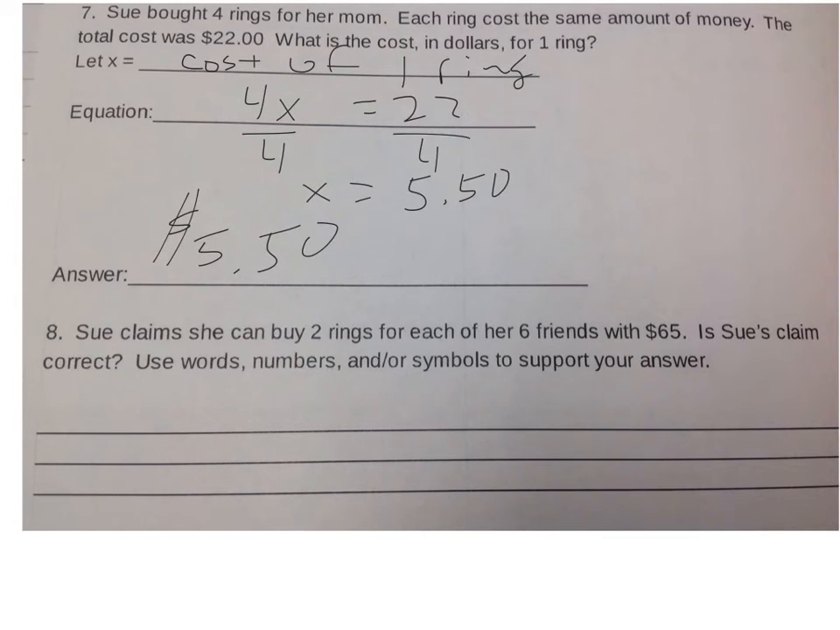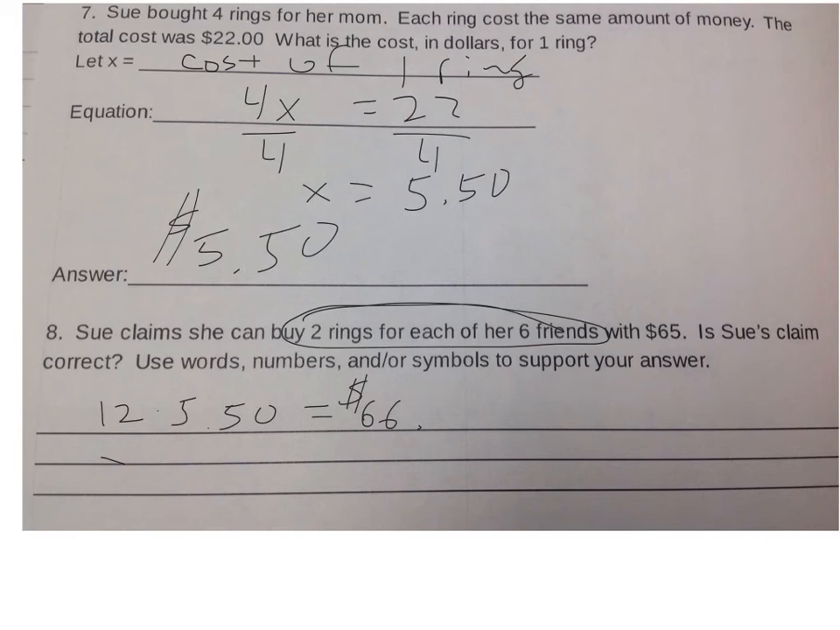Sue claims she can buy 2 rings for each of her 6 friends for $65. Is Sue's claim correct? Use words, numbers, and/or symbols to support your answer. So she claims she can buy 2 rings for each of her 6 friends for $65. Well, that means she's going to buy a total of 12 rings. Well, what is 12 times $5.50? 12 times $5.50 is going to be $66. So that equals $66. So is her claim correct?